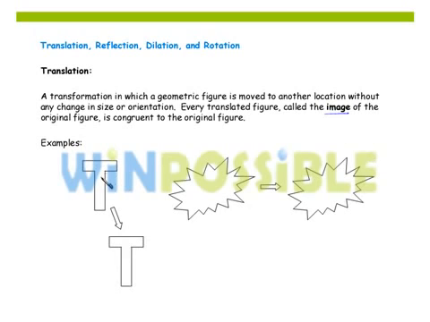So you can see here that this T has slid in this direction. It hasn't spun or gotten larger or smaller. It's just sliding down and to the right. And this shape is just sliding to the right. It's not spinning, it's not being enlarged or reduced. It's just sliding to the right.